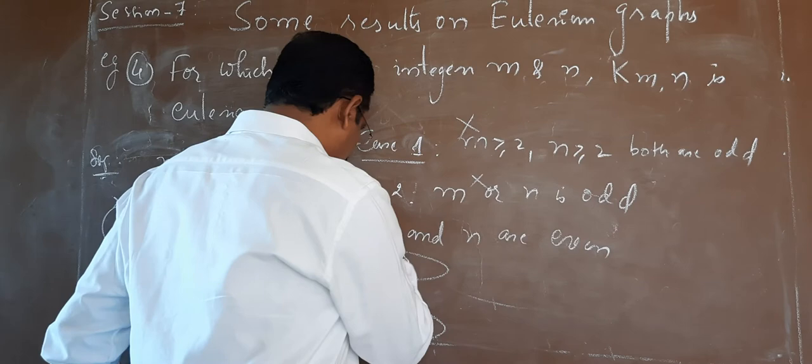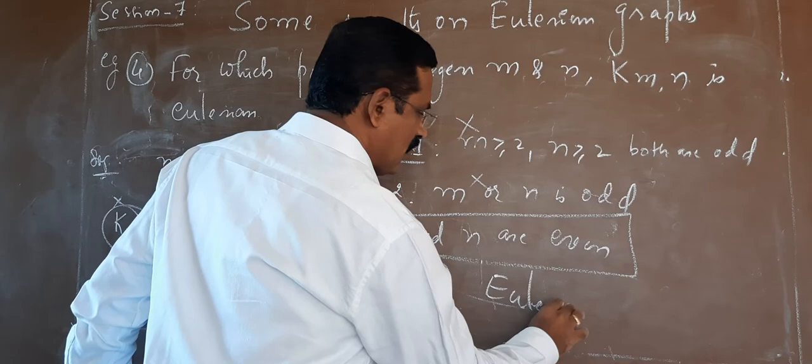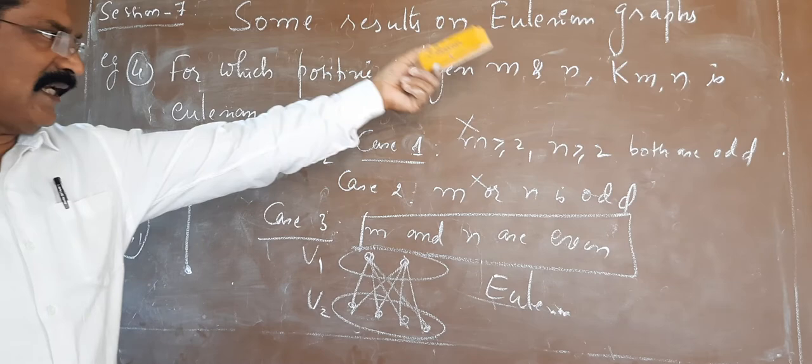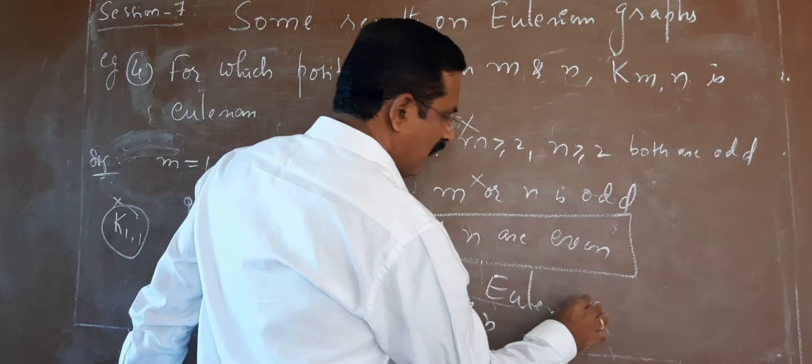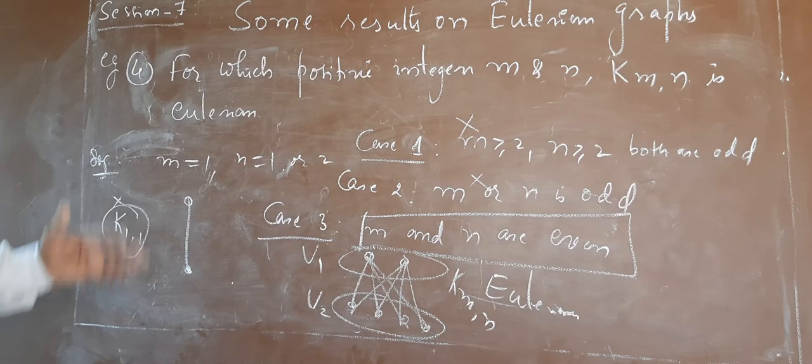So what was the question? For which positive integers is the complete bipartite graph K_{M,N} eulerian? Only in the case where M and N are even is the graph K_{M,N} eulerian. That's it. So this is how we have analyzed for what positive integers the complete bipartite graph K_{M,N} is eulerian.